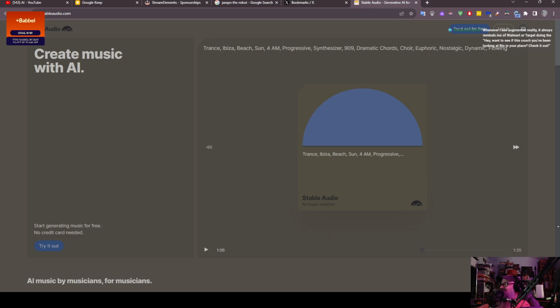I always knew that when it came to AI music, it was going to come for the EDM first. Whenever I see augmented reality, it always reminds me of Walmart or Target doing that. Hey, you want to see this couch you've been looking for in your place? Check it out. Yeah, and Amazon has that too. If you get something from Amazon, you can look at it in your home or whatever.